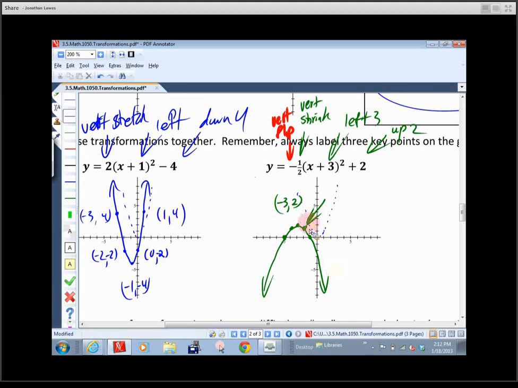Okay, so if I go to the right 1, that's going to put me at -2. And if I go down a half, 1 1/2 or 3/2 is how we normally write it. And what's this one right here? Okay, it is -1 and 0.